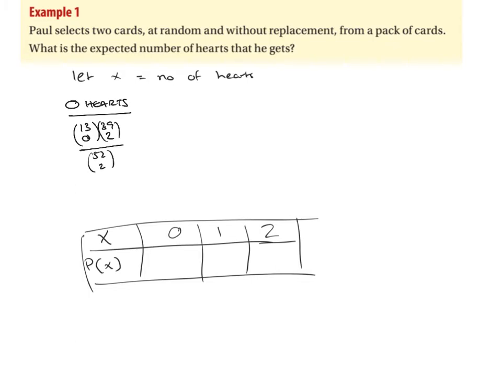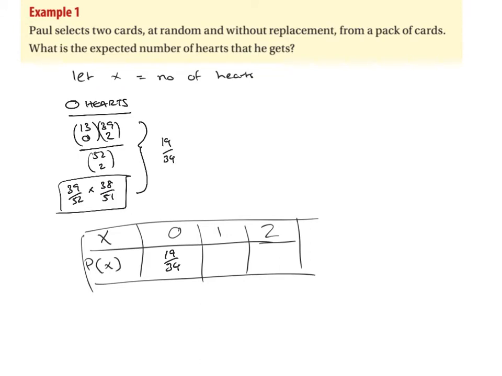Now that's one way of doing it, guys. The other way we can do it is just to say, well, it's 39 over 52, because it's 39 cards that aren't hearts, times 38 over 51. And those 2 ways will give you exactly the same answer. And if you work that out, boys, you're going to get a probability of 19 over 34. Okay, so those 2 things will both give you 19 over 34.